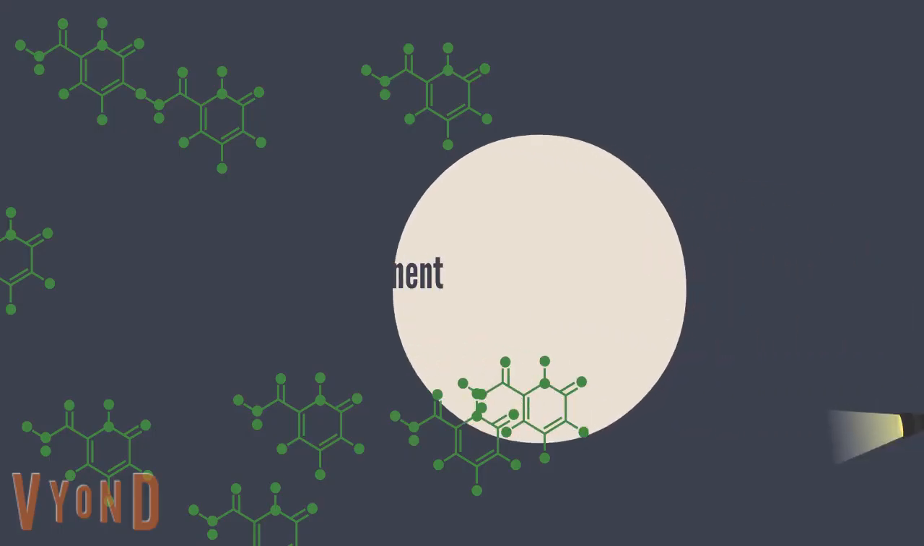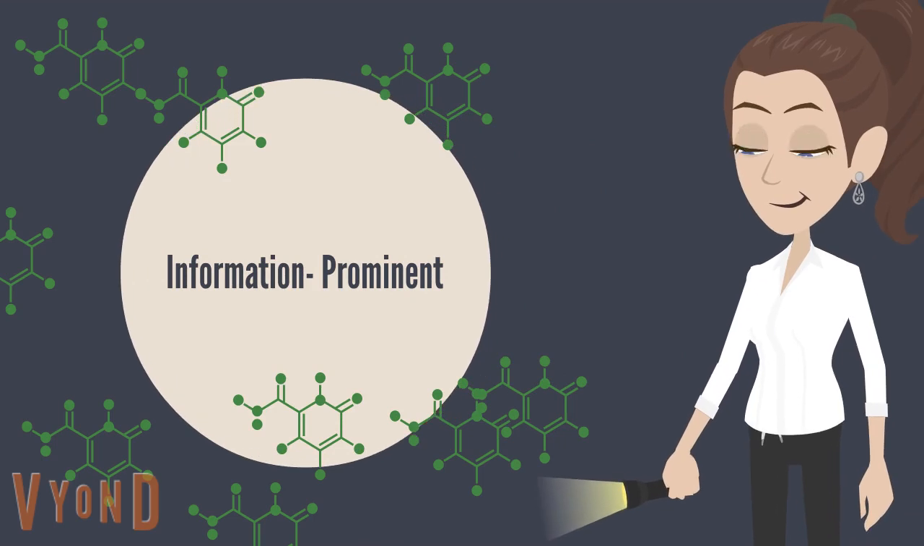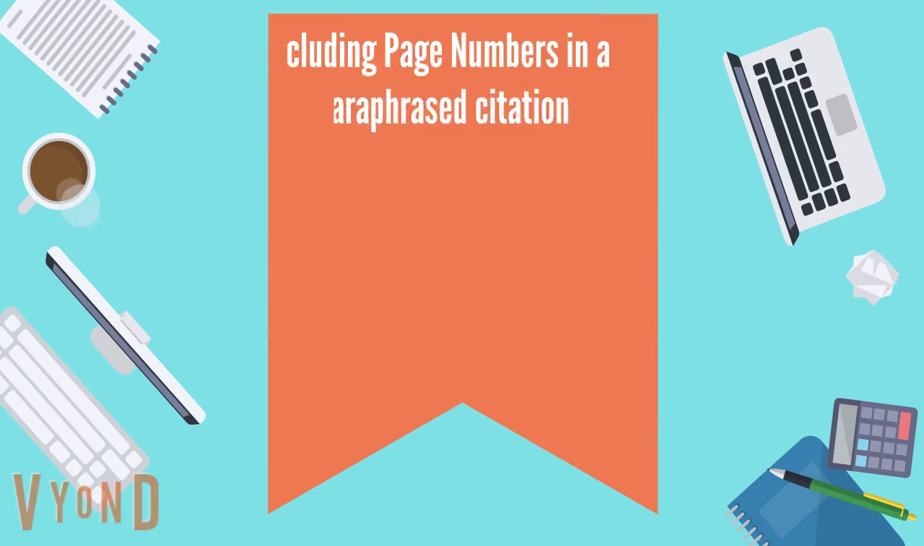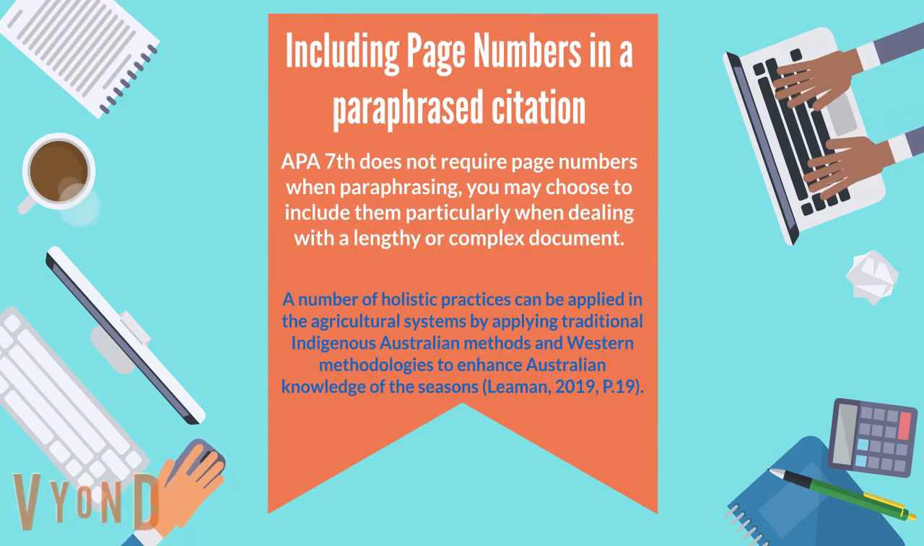In science and engineering, information prominent citations are the recommended reference type. Although APA 7th does not require page numbers when paraphrasing another's work, you may choose to include page numbers, particularly when dealing with a lengthy or complex document.